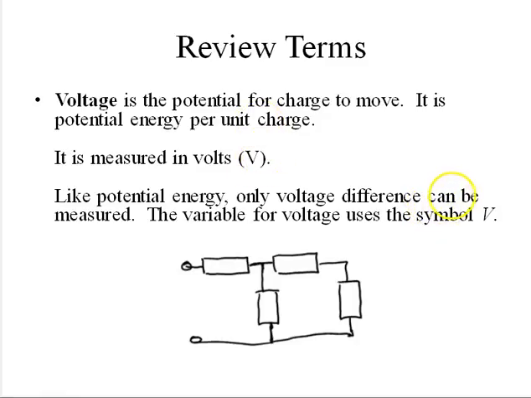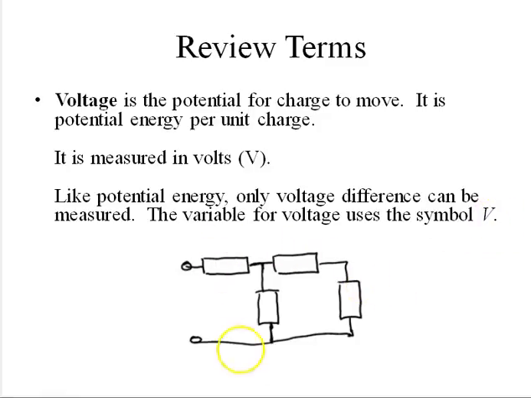It's potential energy. Just like with potential energies, only potential energy differences can be measured, so only voltage difference can be measured. And if we're trying to represent a voltage, we use a variable V also, but that's an italicized font.